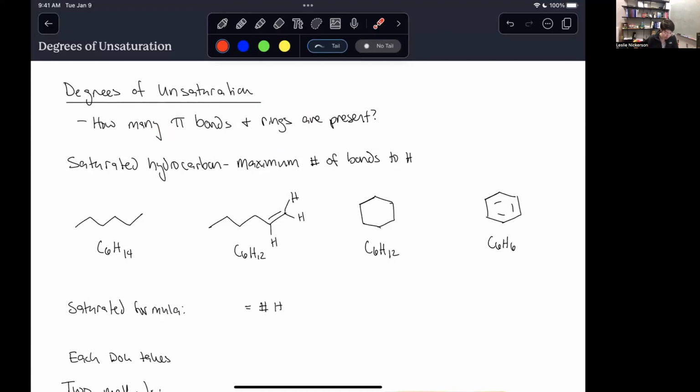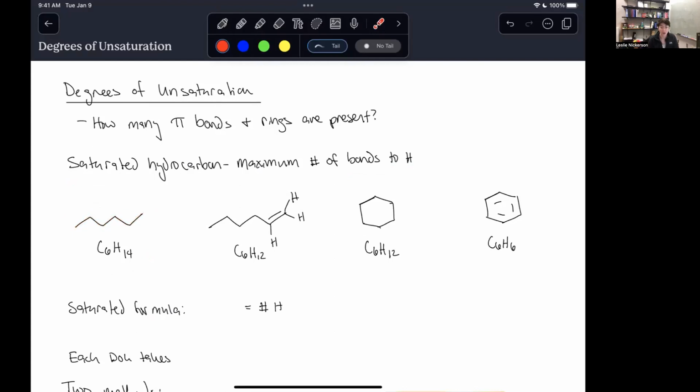So if I have a pi bond or a ring, I'm going to have a situation where I am unsaturated, in that I could have had more bonds to hydrogen, but instead I've got more bonds to carbons, okay? So we're looking at the maximum number of bonds to H in the saturated case. If I'm looking at just hexane down here, we have no rings, we have no pi bonds, we have a formula of C6H14, okay?